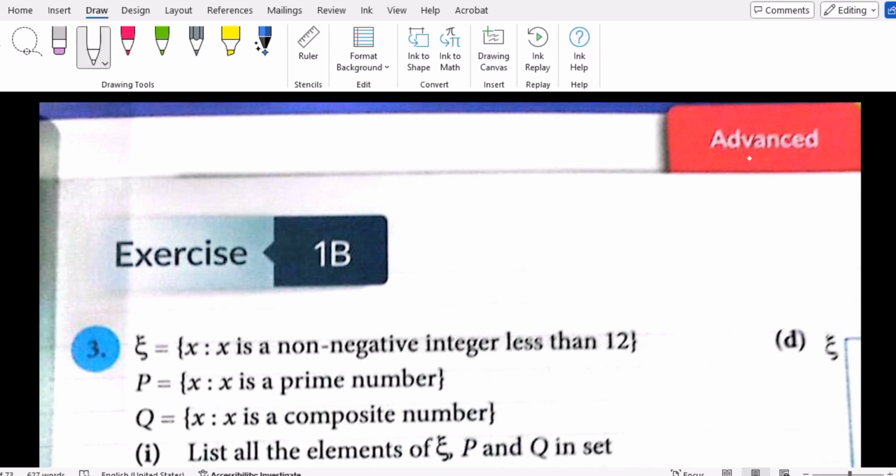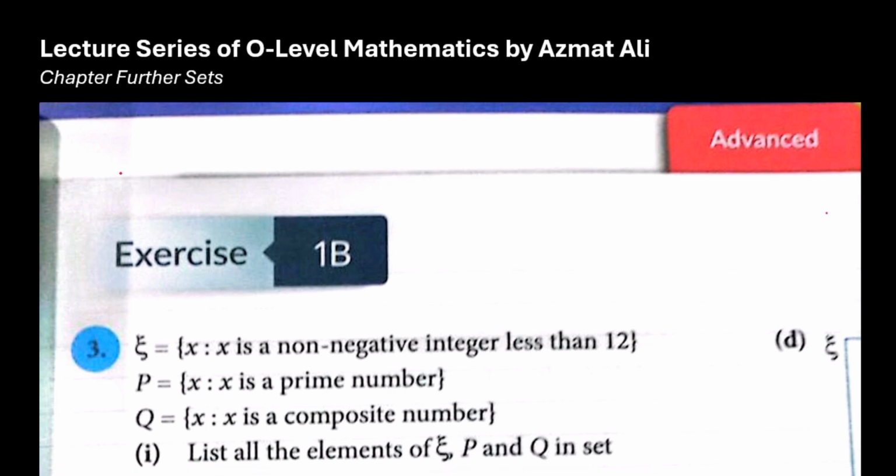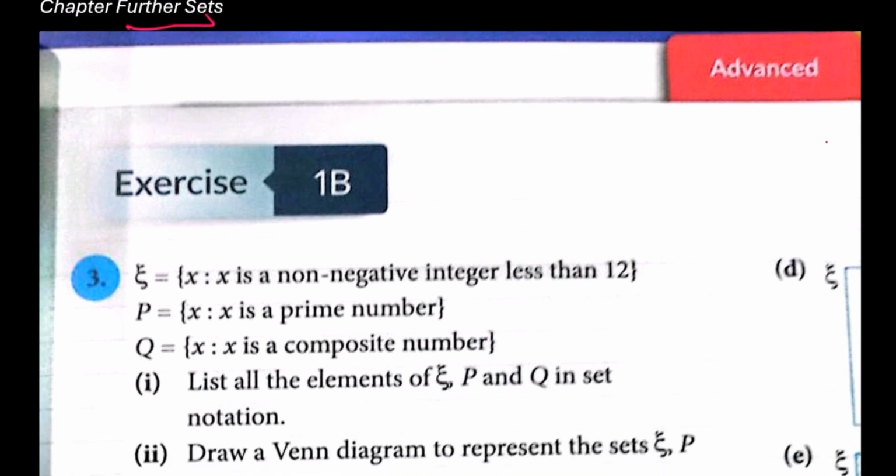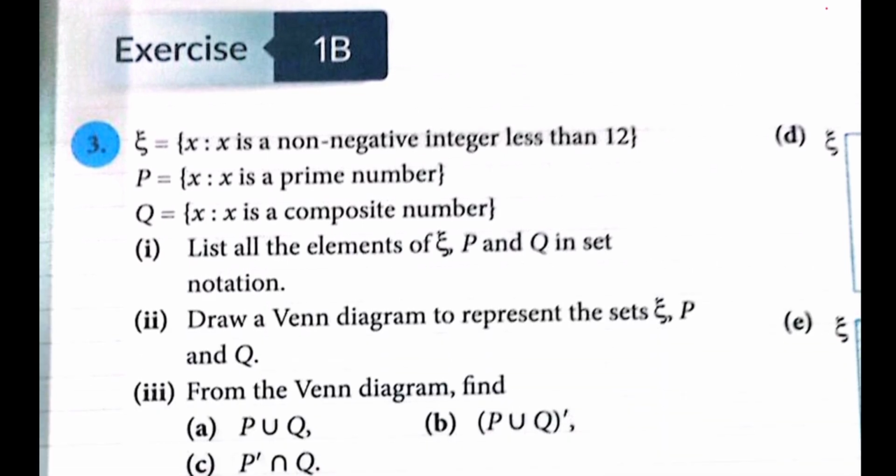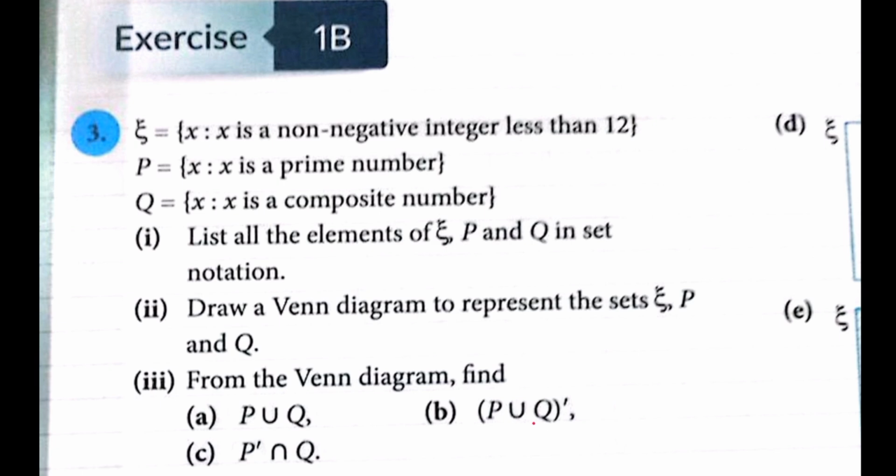In the lecture series of O-level mathematics, our discussion continues on further sets. In today's lecture we will discuss a third type of sets in which the two given sets are disjoint sets, and we need to find their union, their intersection, the complement of their union, and the intersection of the complement of one set with the other.